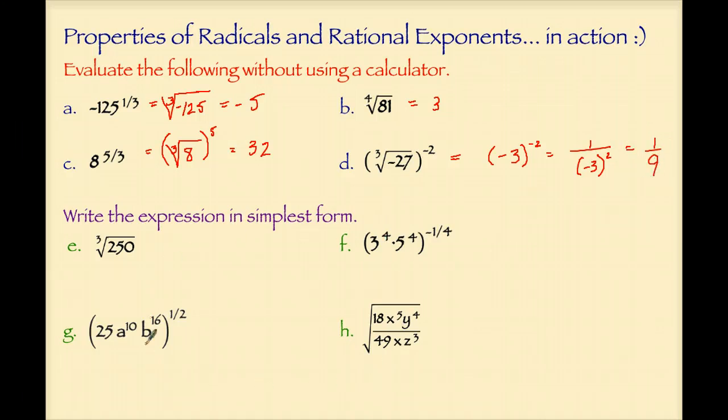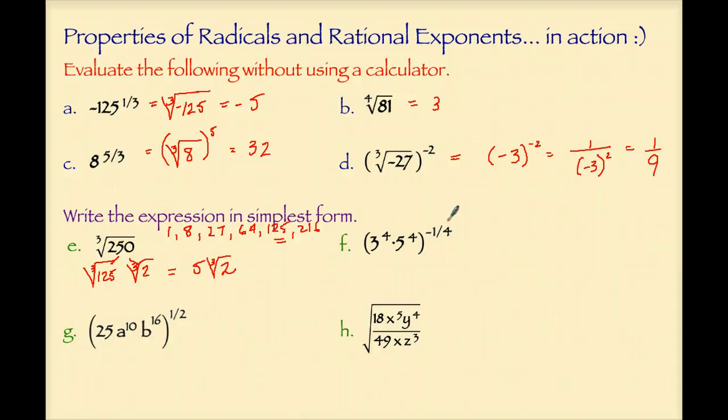Now let's do some expressions that have some variables. The cubed root of 250, well, we would need numbers that are perfect cubes. What are those numbers? 1, 2 times 2 times 2 is 8, 3 times 3 times 3 is 27, 4 times 4 times 4, 5 times 5 times 5, 6 times 6 times 6. 250 is not on my list, but 125 is a factor of 250. So I'm going to break this into the cubed root of 125 times the cubed root of 2. I've separated 250 into a factor that will work with the cubed root radical and the leftover factor. So this simplifies to 5 cubed root of 2.